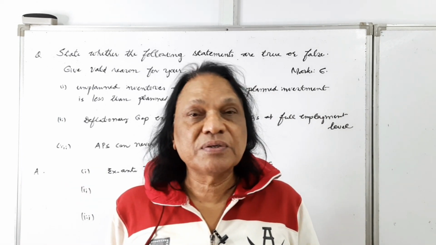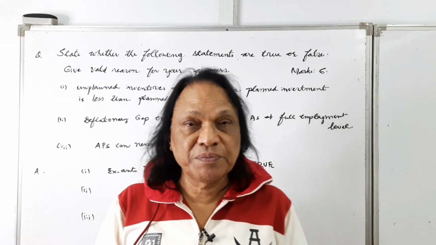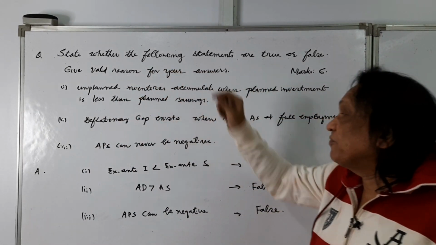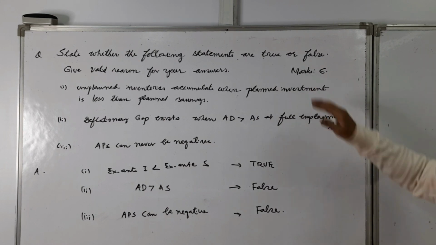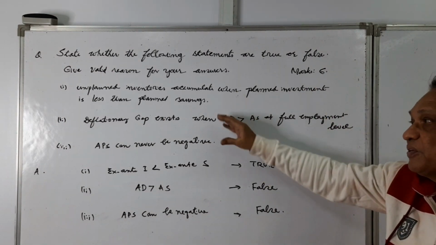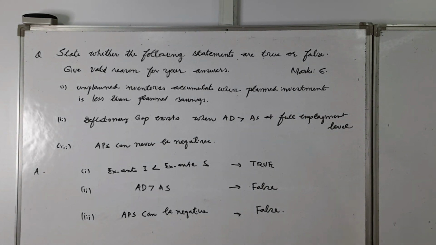Now look at this question here for 6 marks. It came in one of the all-year sample papers. They asked: state whether the following statements are true or false. Give reason for your answers. They've given you 3 questions here, so each question carries 2 marks. Like I told you, you write a true statement and justify why it is true, or write a false statement and justify why it is false. Let's discuss one by one.